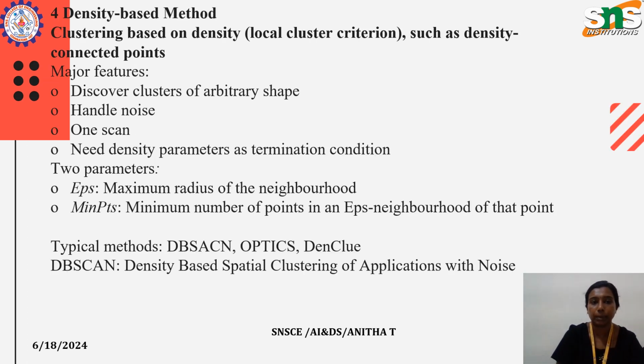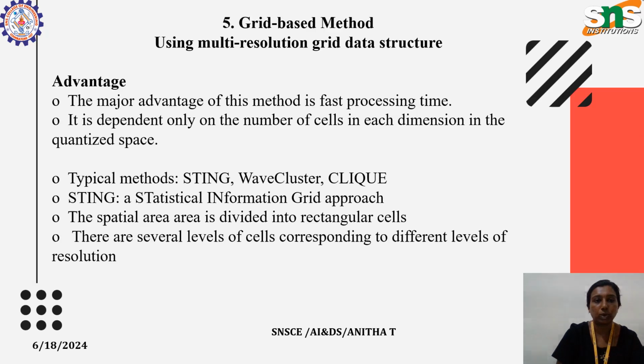Next is the density-based method, that is, clustering based on density, such as density-connected points. Major features: discover clusters of arbitrary shapes, handle noise, one scan, and need density parameters as a termination condition. Two parameters: Eps, the maximum radius of the neighborhood, and MinPts, the minimum number of points in an Eps neighborhood of that point. Typical methods: DBSCAN, OPTICS, DenClue. DBSCAN is density-based spatial clustering of applications with noise.